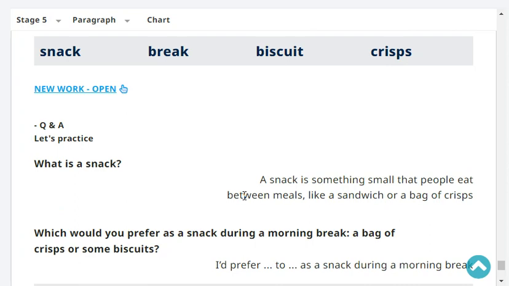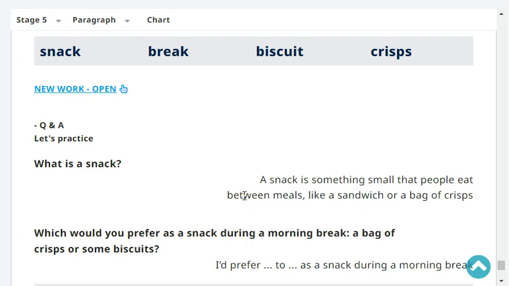Very good. Okay, what is a snack? A snack is something small that people eat between meals, like a sandwich or a bag of crisps.